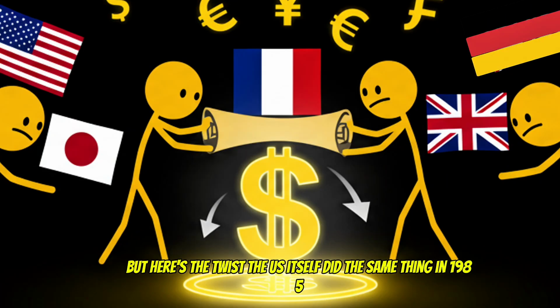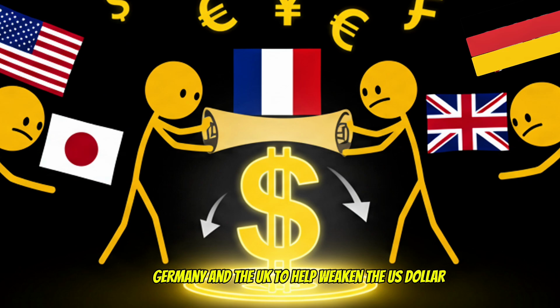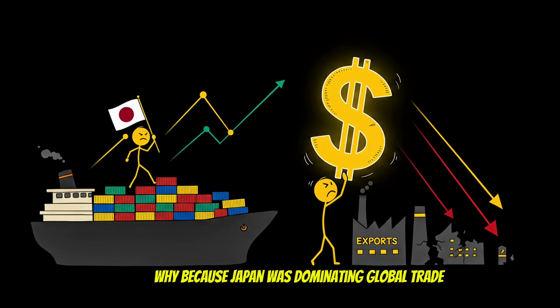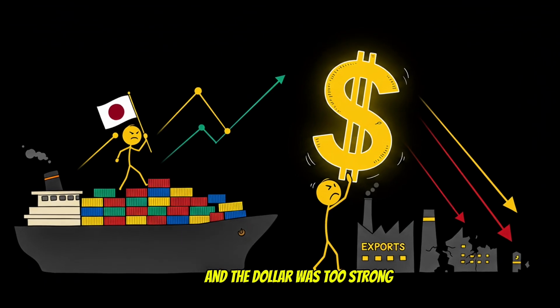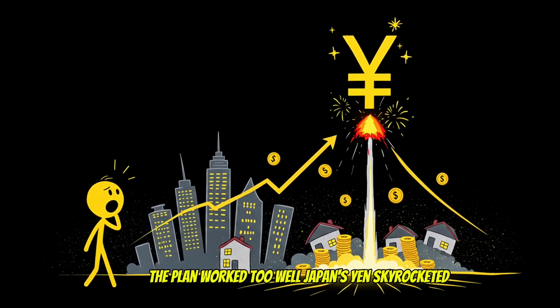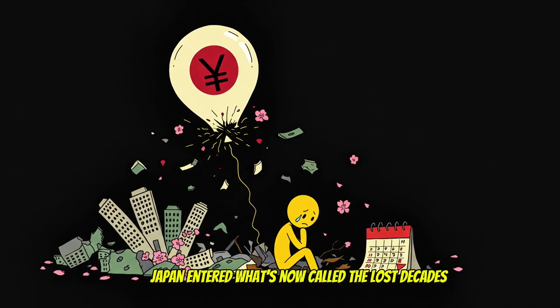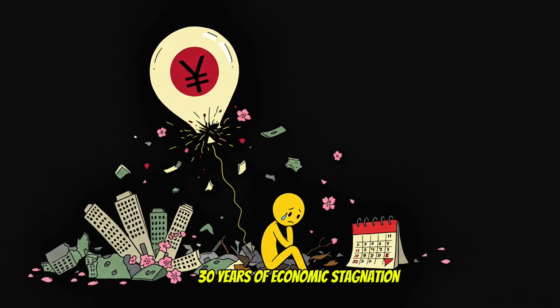In 1985, through the famous Plaza Accord, the US got Japan, France, Germany, and the UK to help weaken the US dollar. Why? Because Japan was dominating global trade, and the dollar was too strong. The plan worked too well. Japan's yen skyrocketed, fueling a massive real estate and stock market bubble. When that bubble burst, Japan entered what's now called the lost decades. 30 years of economic stagnation.